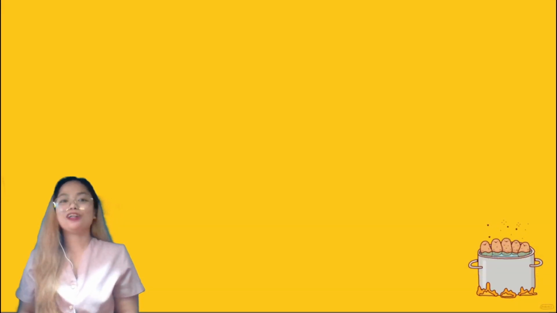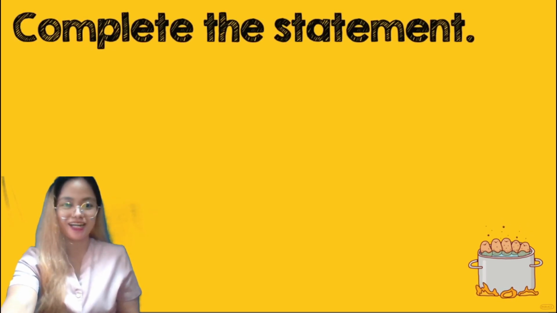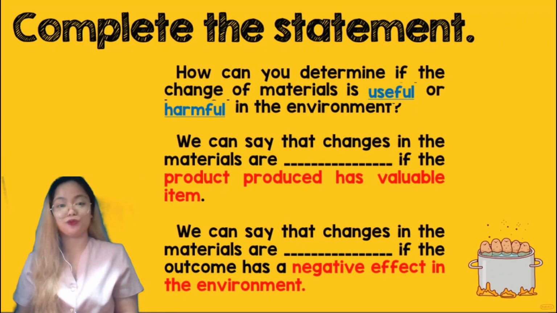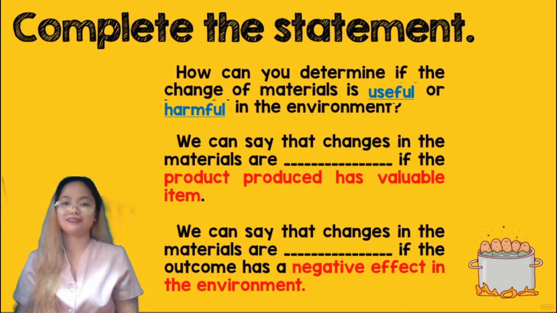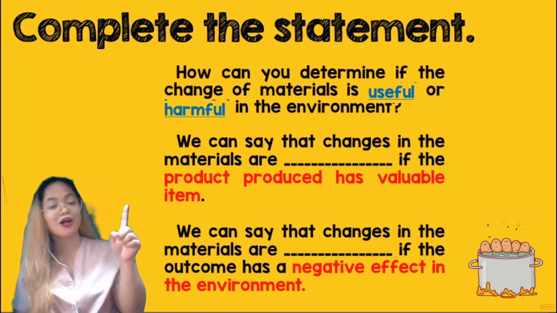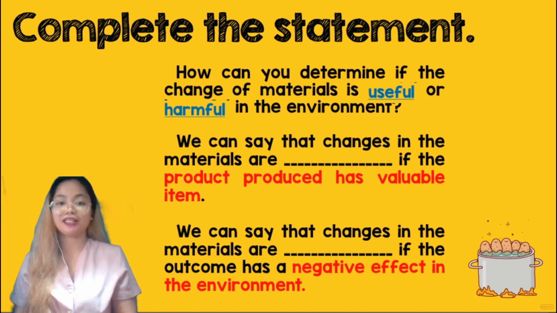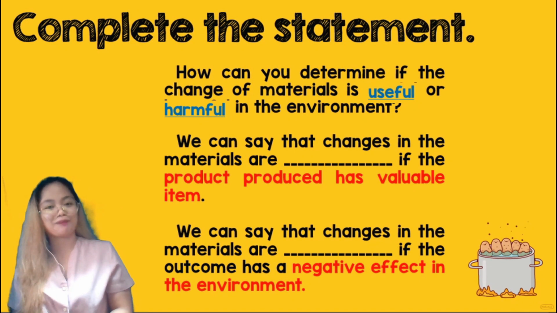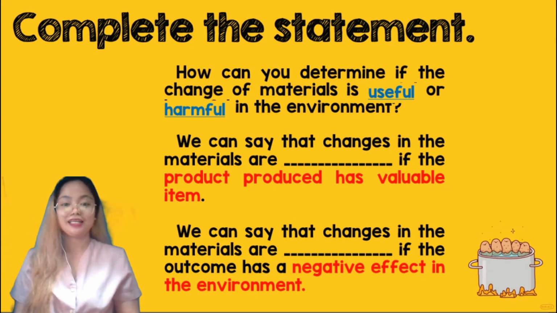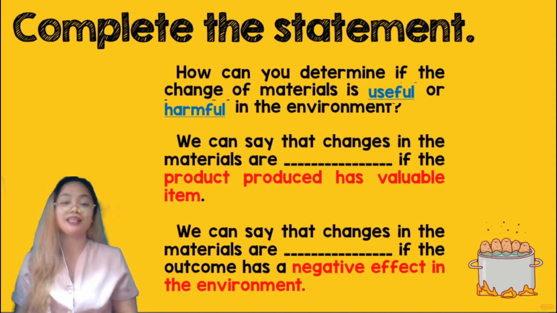Let us sum up all the learnings that we had by completing the statement. Let's read the paragraph. How can you determine if the change of the materials is useful or harmful in the environment? So you will fill in the blanks by answering if it is useful or harmful. We can say that changes in the materials are blank if the product produced has valuable item. We can say that changes in the materials are blank if the outcome has negative effect in the environment.